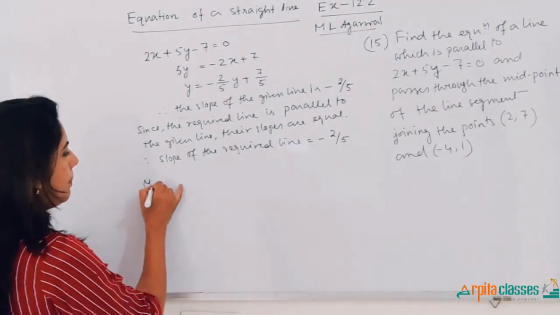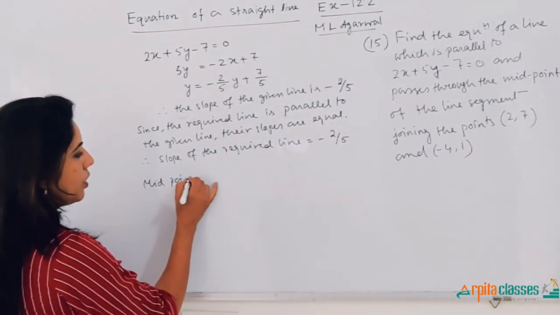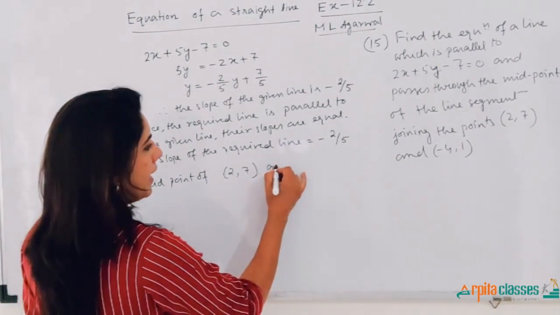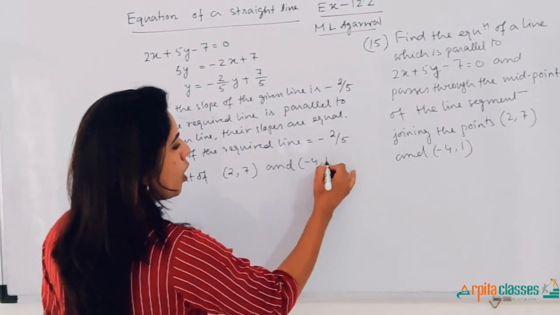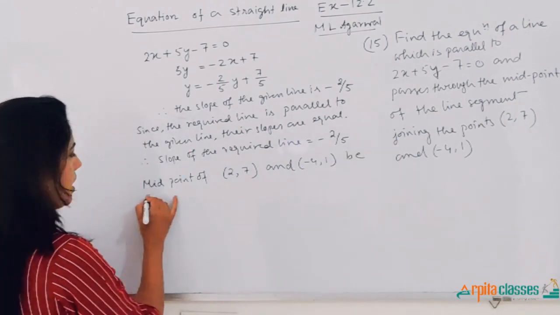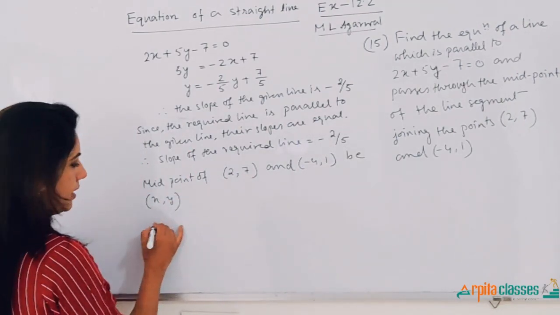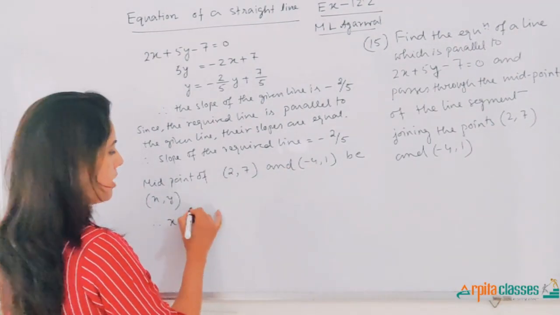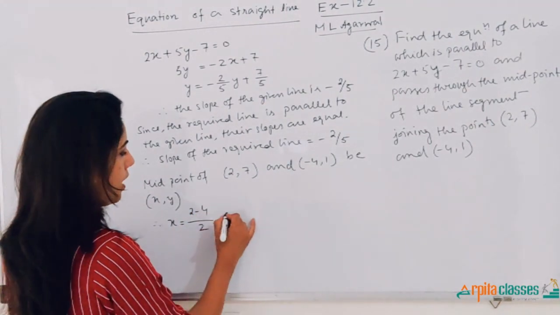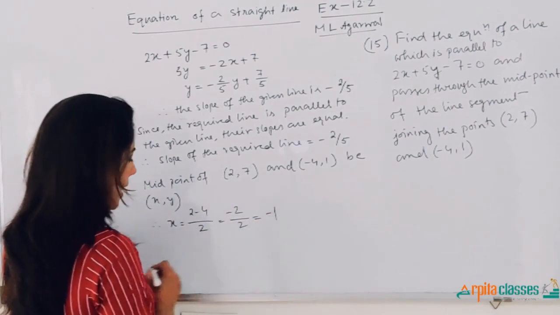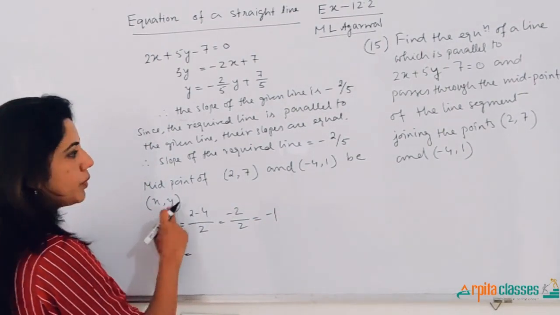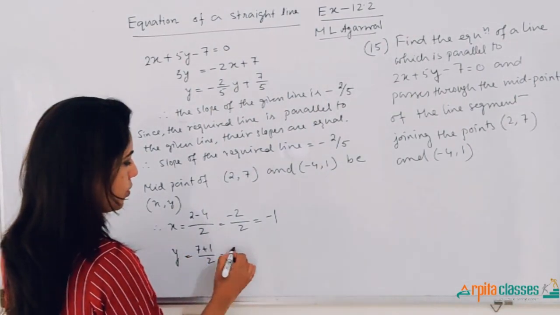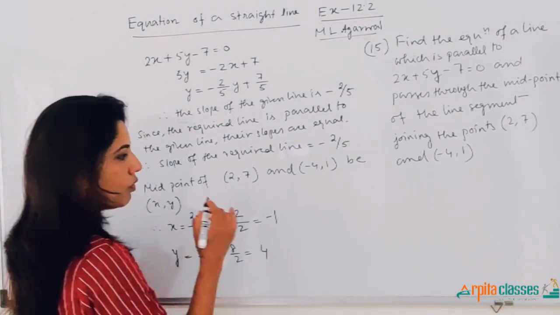So now let the midpoint of 2, 7 and minus 4, 1 be x, y. Therefore, x is equal to x1 plus x2 by 2. So that will be 2 minus 4 upon 2, minus 2 upon 2, that's minus 1. Y is equal to y1 plus y2 by 2. So 7 plus 1 upon 2, 8 upon 2, that is 4.